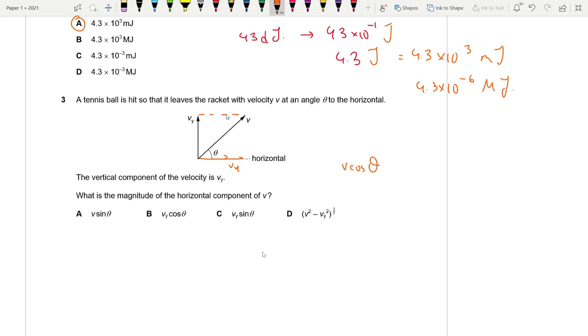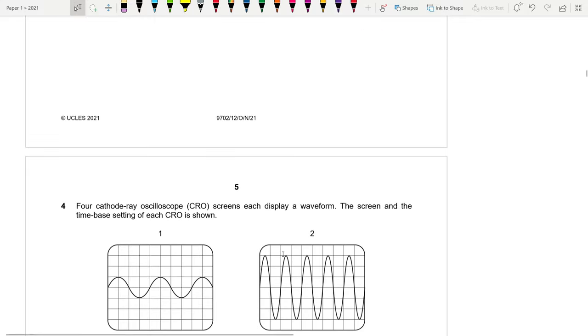Then, what other options do we have? We can apply Pythagoras theorem, right? We know that v square is equal to vx square plus vy square. So, vx square is equal to v square minus vy square. Vx is equal to root over v square minus vy square, or v square minus vy square to the power half, basically. So I think the answer is D. Yeah, that's the best answer.